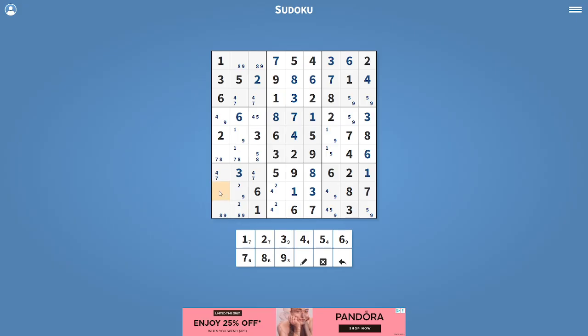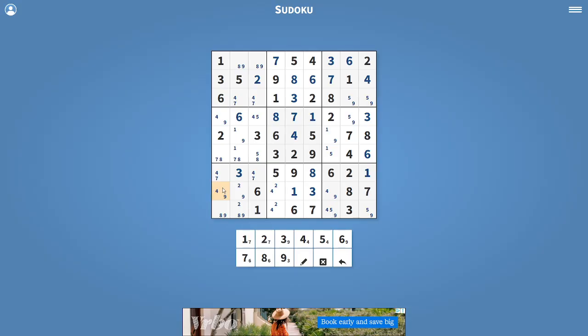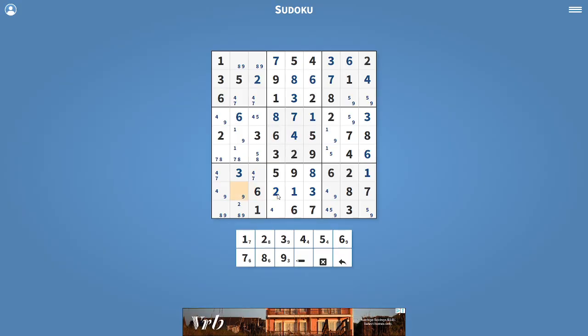So what else could this have been? So it's not a 5. So it can't be a 1. Can't be a 2. Can't be a 3. Can it be a 4? It can be a 4. Can't be a 5, of course. 6, 7, 8, 9. So that's a 4 and 9, which means this is 4 and 9, which means this has to be a 2. That's a 9.